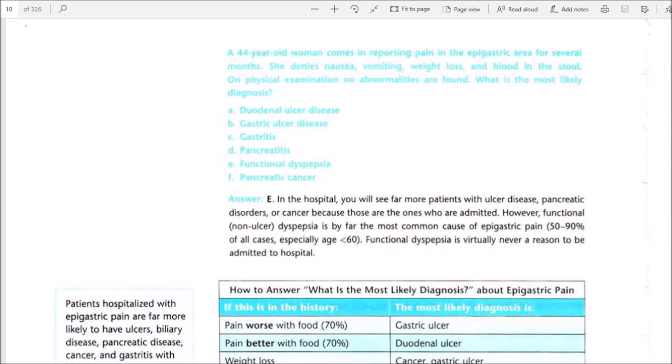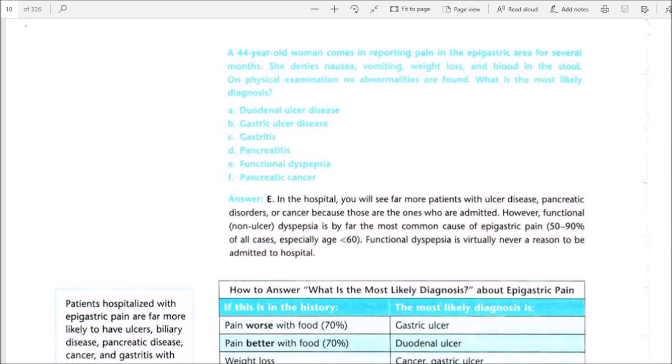Let's see, a 44-year-old woman comes in reporting pain in the epigastric area for several months. She denies nausea, vomiting, weight loss, and blood in the stool. On physical examination, no abnormalities are found. What is the most likely diagnosis? It is functional dyspepsia. That is the most common.